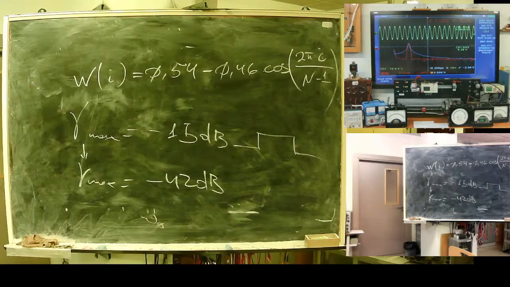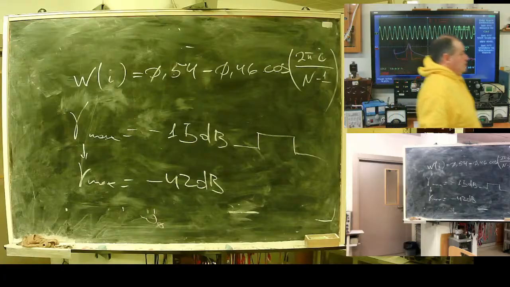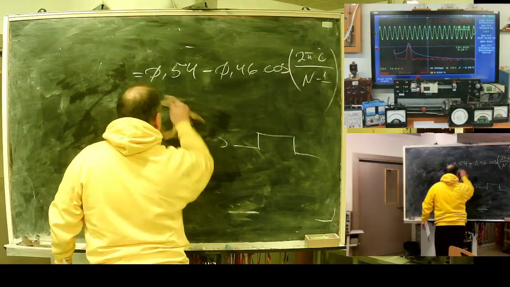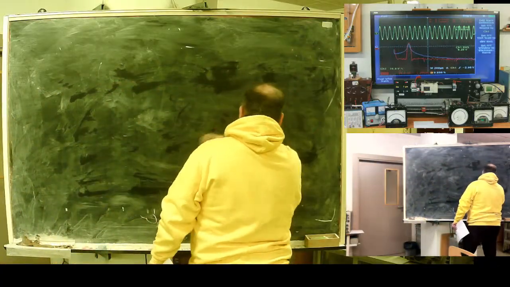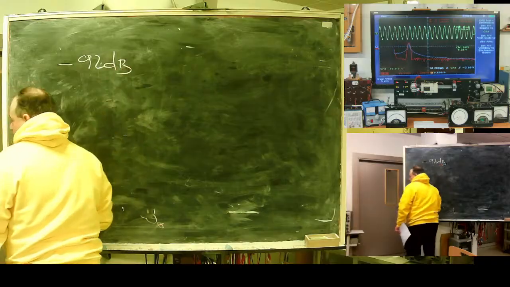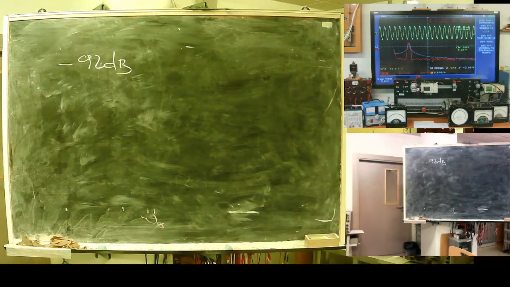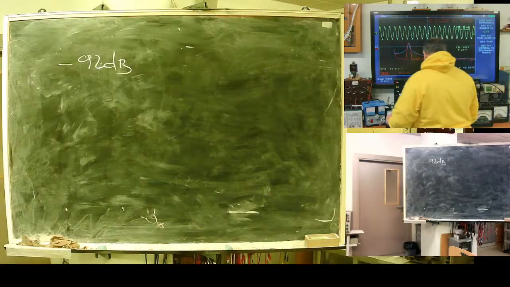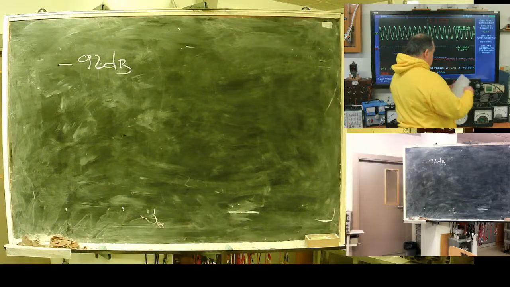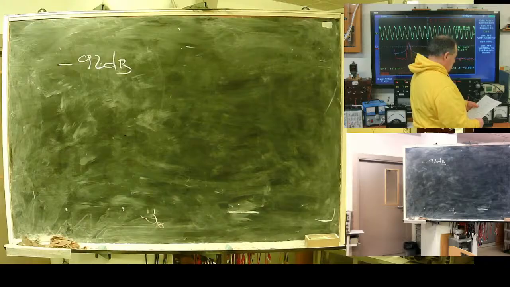Here, I push another button and I have the Blackman-Harris observation window. In the case of the Blackman-Harris window, I will get a theoretical minus 92 decibels. This scope cannot realize it.